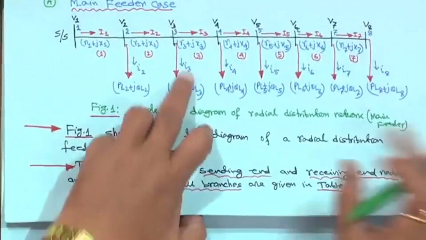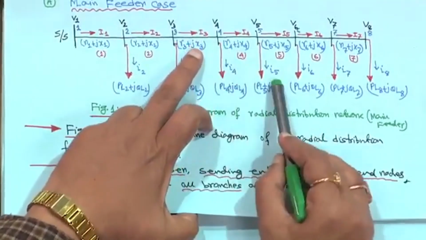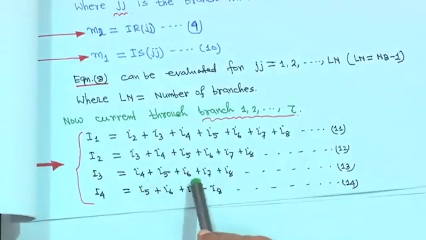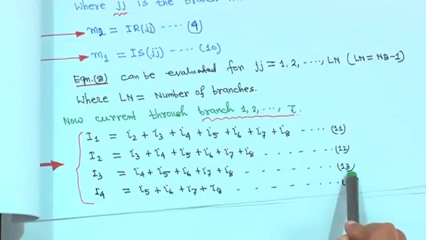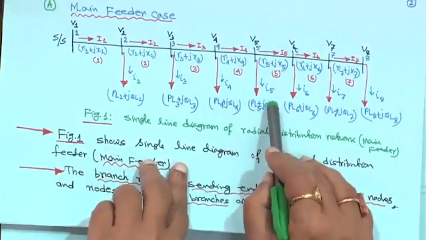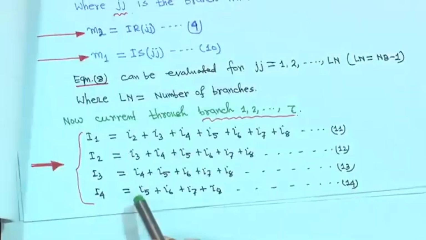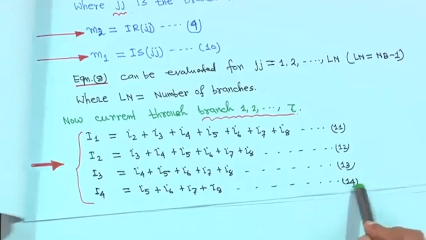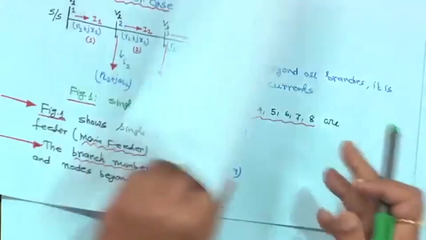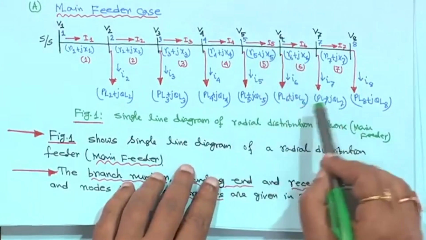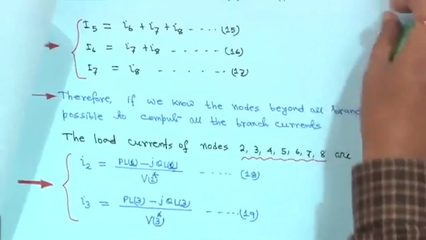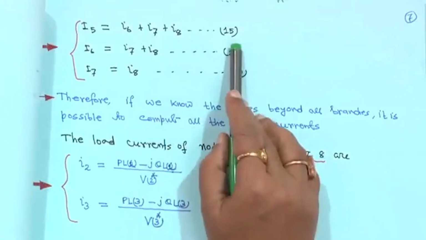Then the branch current I3 is equal to I4 plus I5 plus I6 plus I7 plus I8, again Kirchhoff's first law. This is equation 13. Similarly, the branch 4 current I4 is equal to I5 plus I6 plus I7 plus I8; this is equation 14. Similarly, the current through branch 5, I5, will be I6 plus I7 plus I8. This is equation 15.